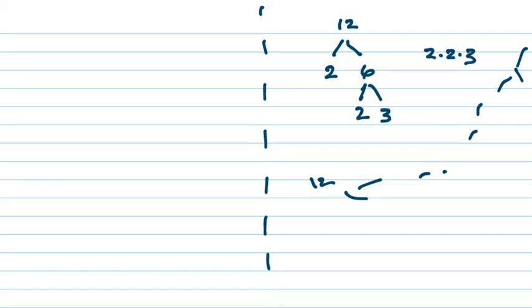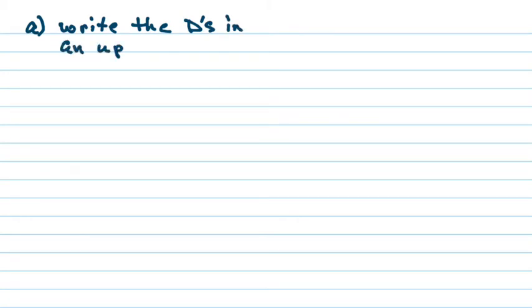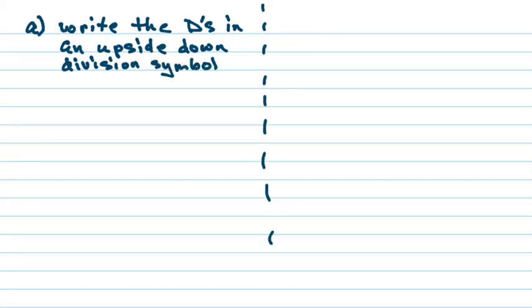And the way to avoid it is to use a different process that pretty much forces you to stay organized. So here are the steps for it. First, you're simply going to write the denominators in an upside down division symbol.